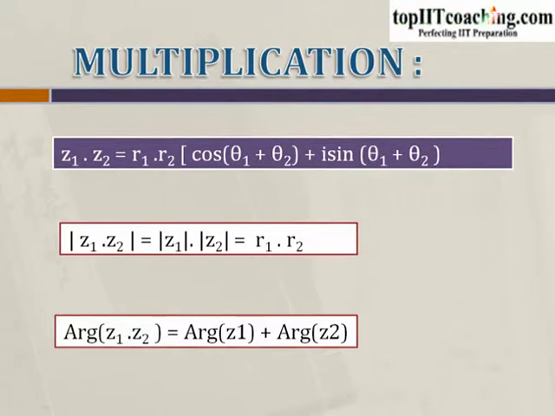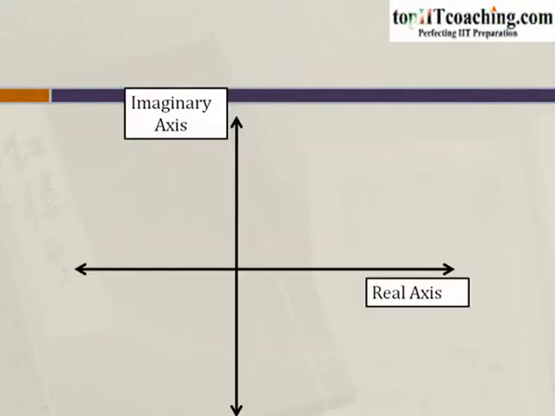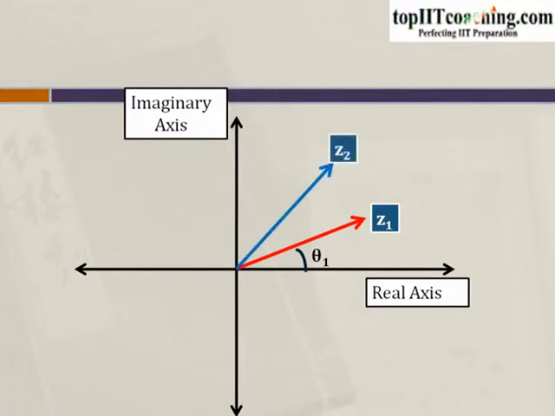Now let's try to understand it geometrically. Let us say that this is the Argand plane in which this represents the real axis and this represents the imaginary axis. Now let us say that we have a complex number z1, and the argument of this complex number is theta 1, that is, the angle made by z1 with the real axis is theta 1. Similarly, we have another complex number z2 and its argument is theta 2. Therefore, the angle made by this complex number with the real axis would be theta 2.